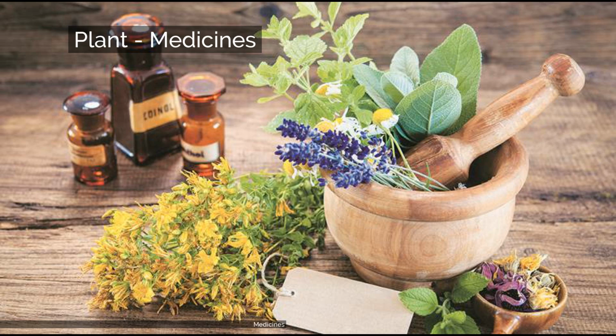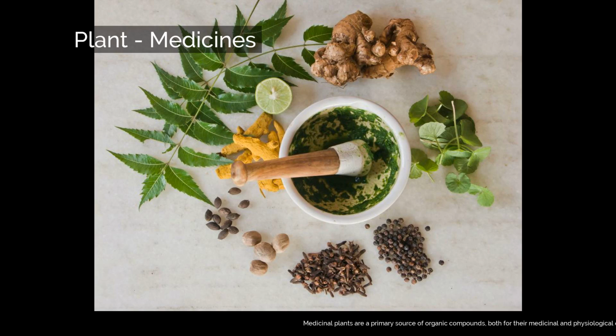Medicines. Medicinal plants are a primary source of organic compounds, both for their medicinal and physiological effects, and for the industrial synthesis of a vast array of organic chemicals. Many hundreds of medicines are derived from plants. Both traditional medicines used in herbalism and chemical substances purified from plants are first identified in them, sometimes by ethnobotanical search, and then synthesized for use in modern medicine.